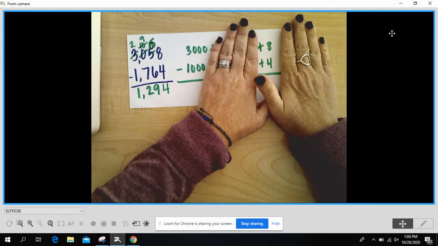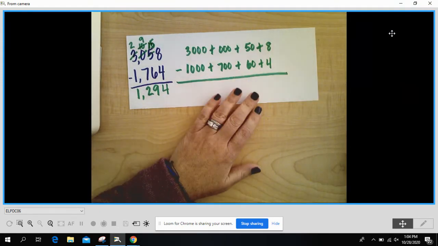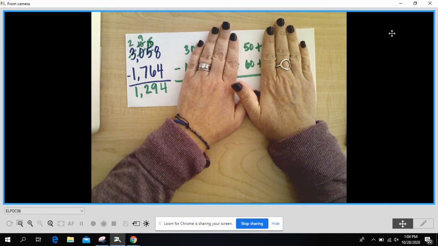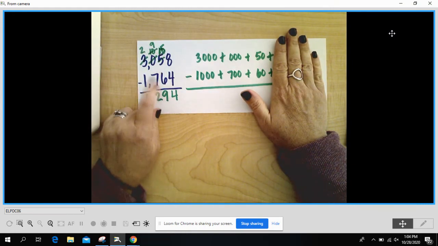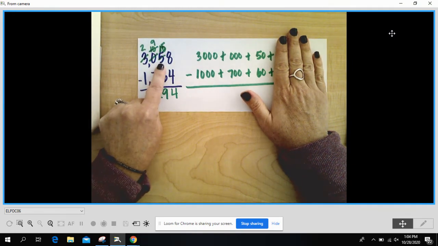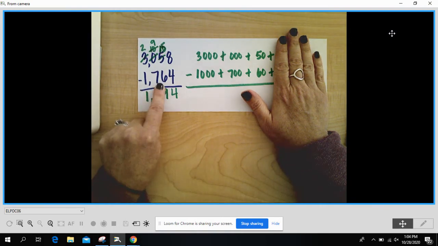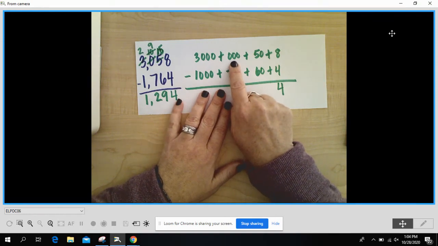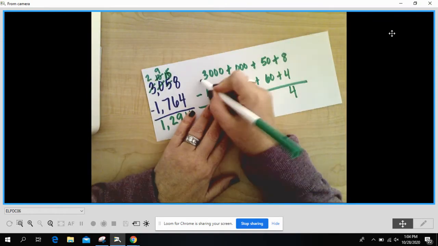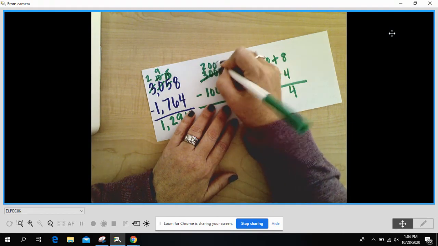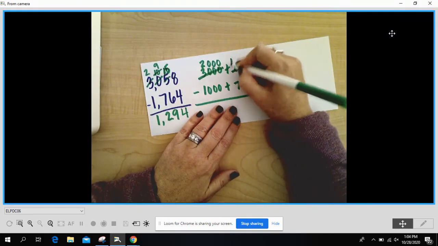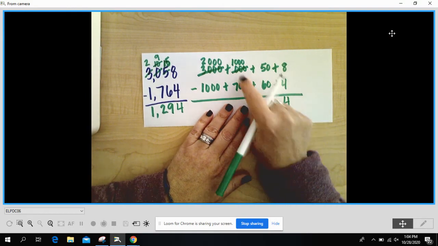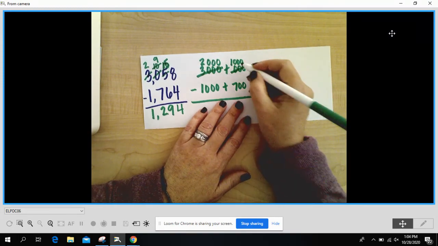I'm looking at my ones place, 8 minus 4. I can do that. It's 4. I'm looking at my tens place. It's 50 minus 6. And that's what this means right here in the tens place too, because the value of that 5 is 50 and the value of that 6 is 60. 50 minus 60, I can't do it. I go to my hundreds place. There's nothing there to borrow from, so I have to go to the thousands. That 3,000 is going to become 2,000, and I borrowed a whole 1,000, so I'm going to write that right there. I still don't have enough in my tens place, so I'm going to regroup from my hundreds.